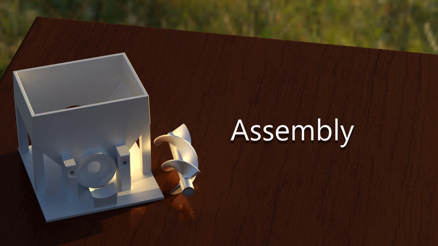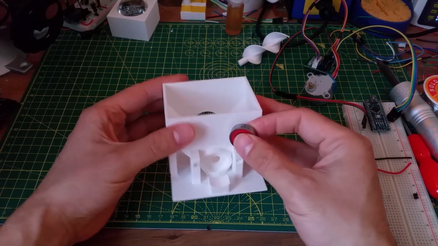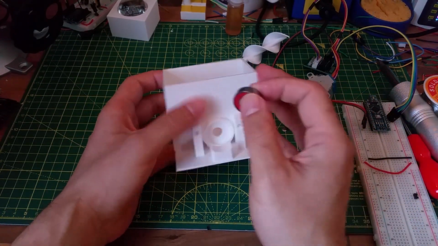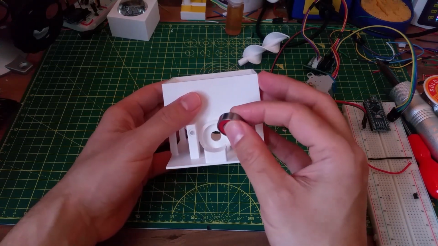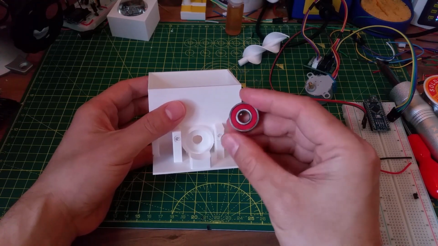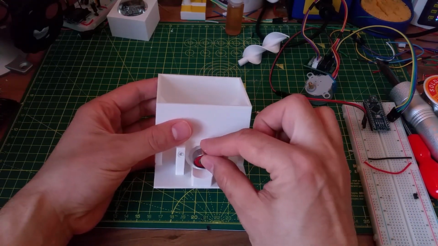Okay, let's do the assembly now. First thing we'll do is put this bearing in. This bearing is a 608 RS. It's 8mm by 22mm. So as long as it's that size, it should fit in this hole. This hole is friction fit.